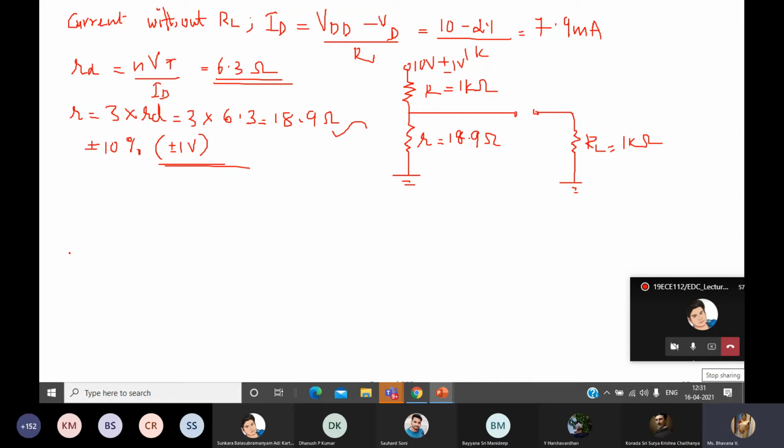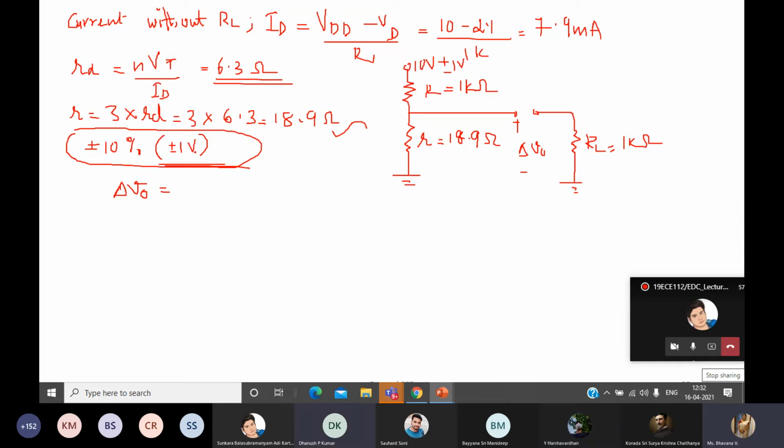Thus, peak to peak change in output voltage will be delta V naught. That's why I am using delta. I am going to find out, again by the voltage division rule. So I am going to find out the change in output voltage due to this plus or minus 10%. So that plus or minus 10% of the supply voltage is plus or minus 1 volt. Isn't it? Yes or no?